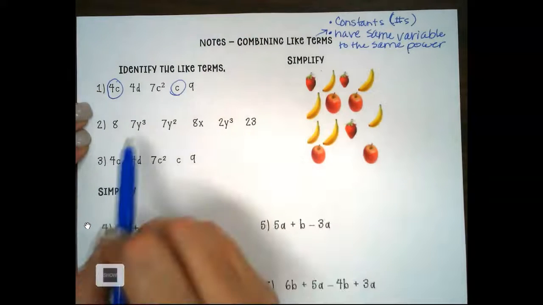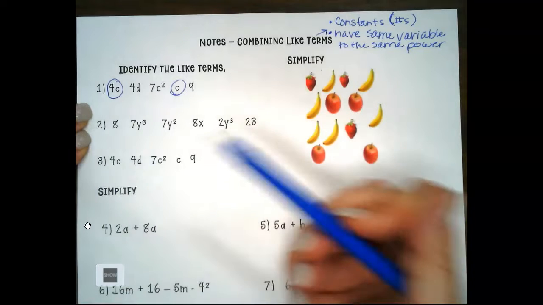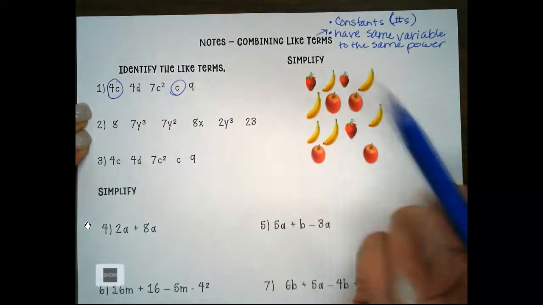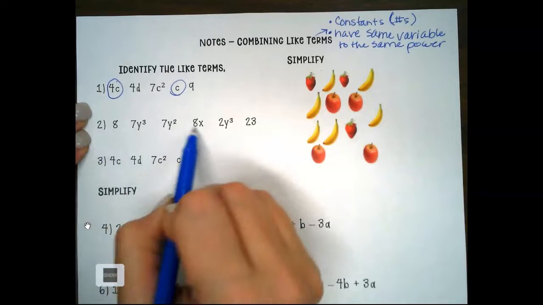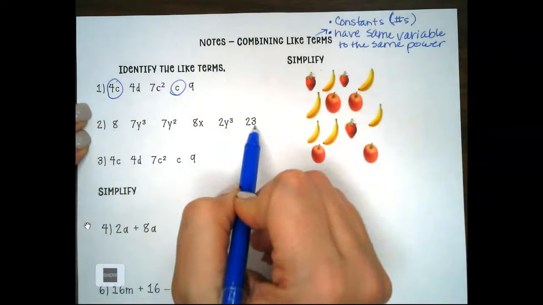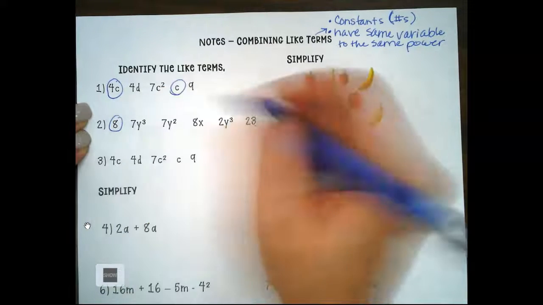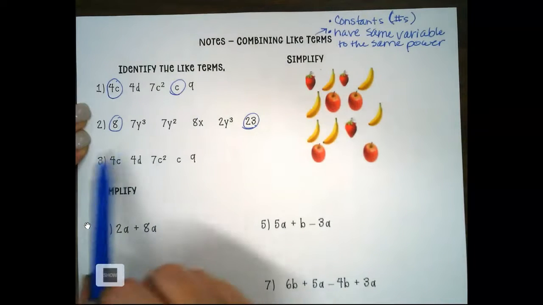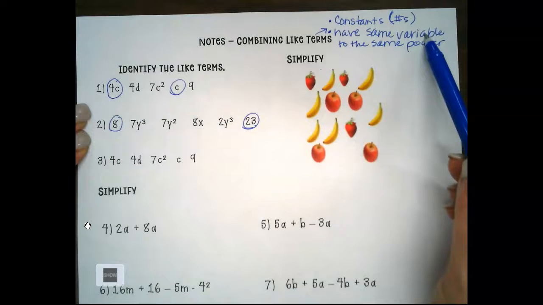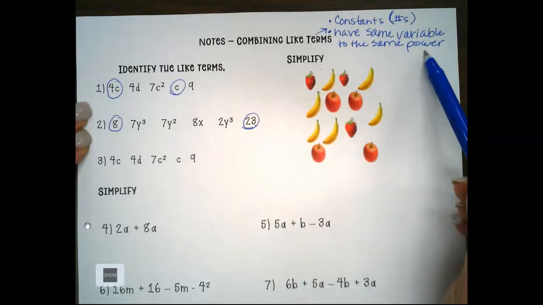Okay, the next one, I like to start with constants because people usually overlook constants as like terms. So this is a plain number. Do I have any other plain numbers? Aha! So I have 8 and 23. Those are like. Now let's look at the ones that have variables. Remember, we're looking for the same variable to the same power.